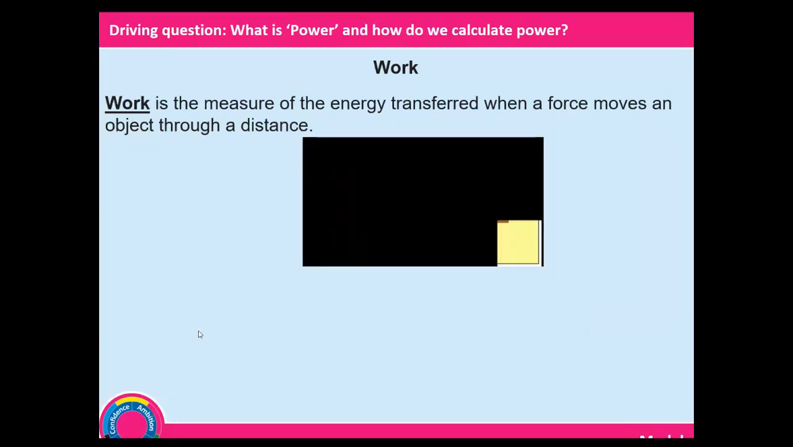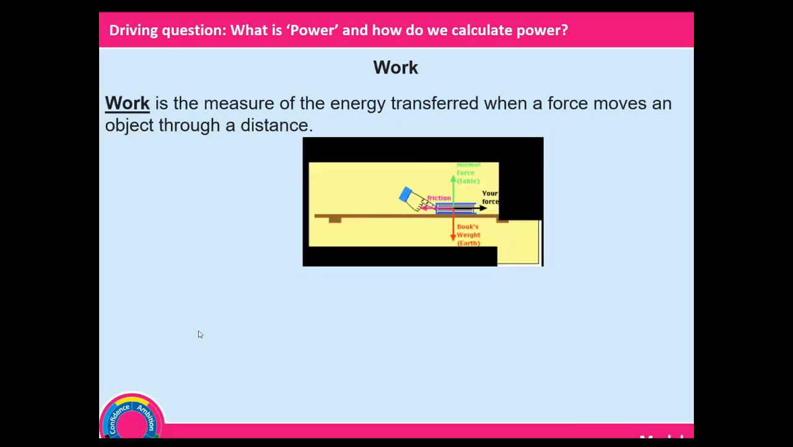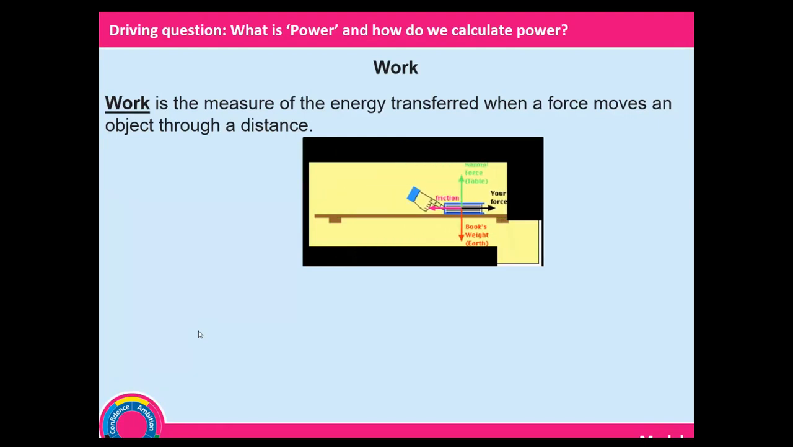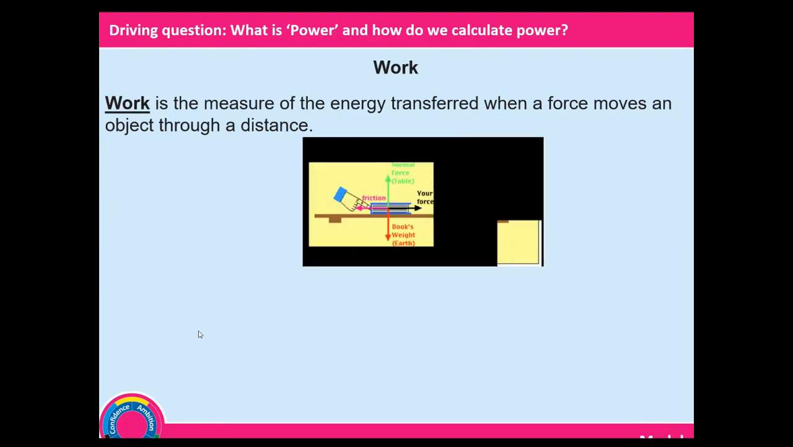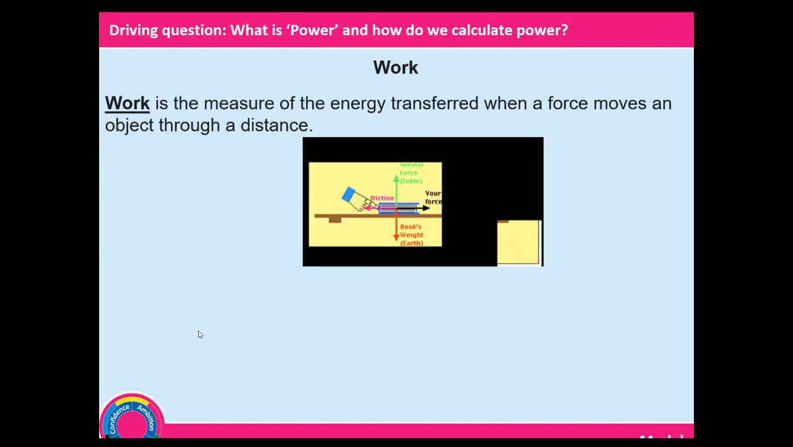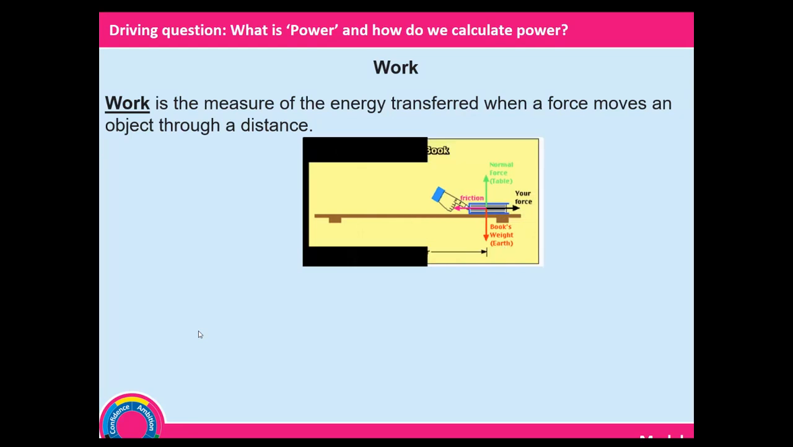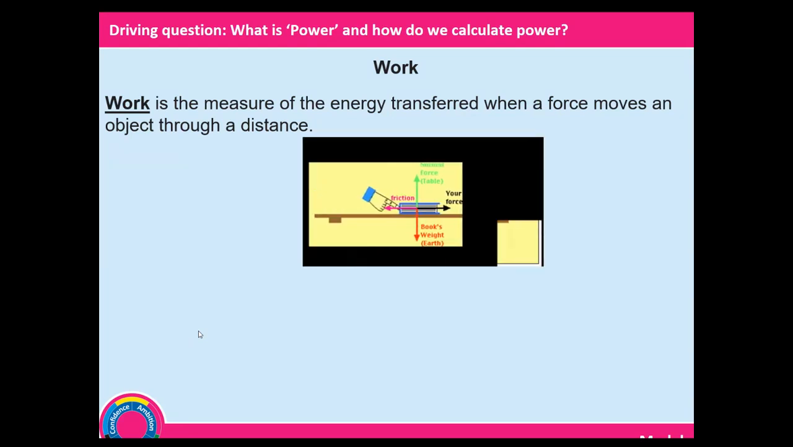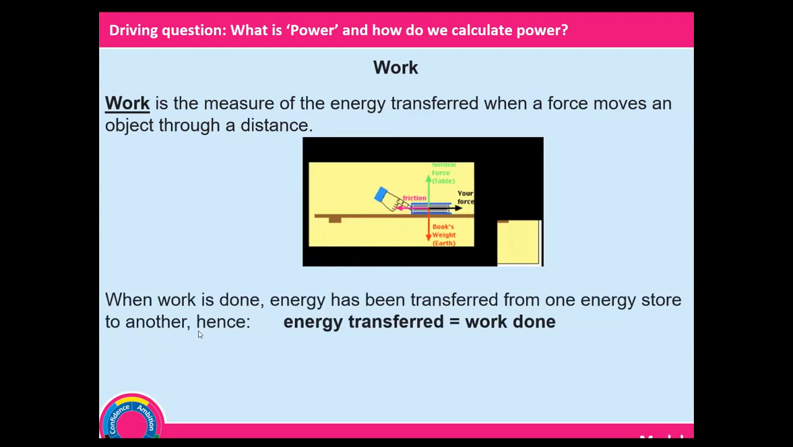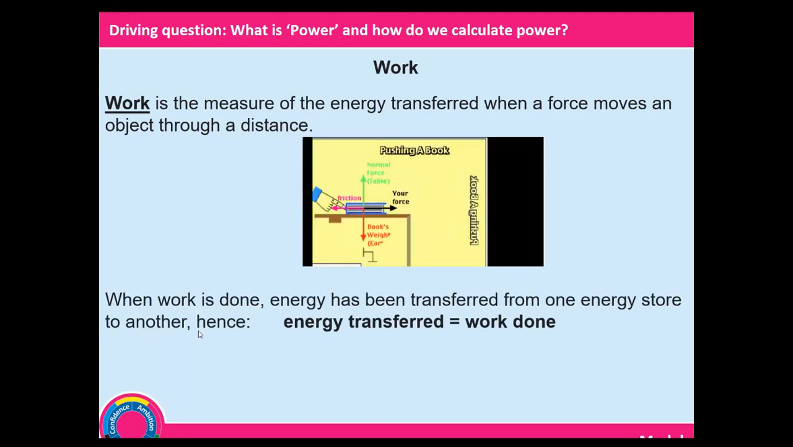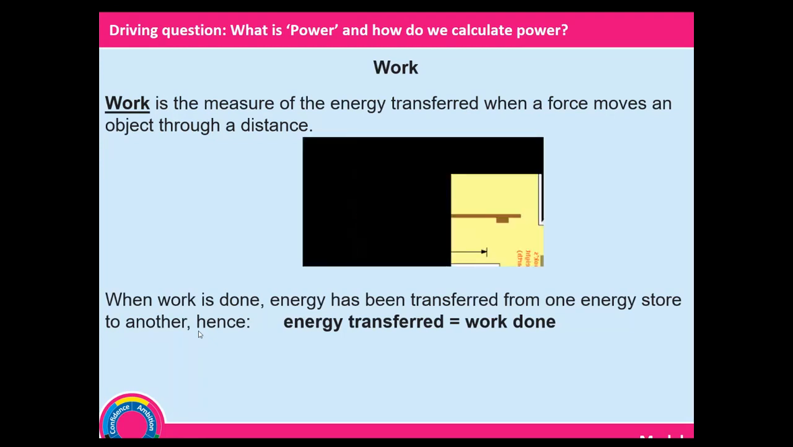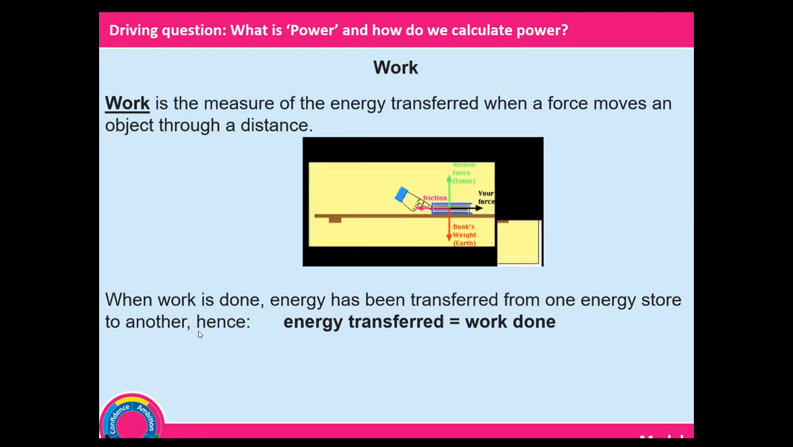So we take, for example, a book pushed along the table from one end of the table to the other. Work is done because a force is applied to move the book along the table and to overcome friction and the book's weight. A force needs to be applied to do that. So when work is done, energy has been transferred from one energy store to another. So energy transferred is equal to work done.